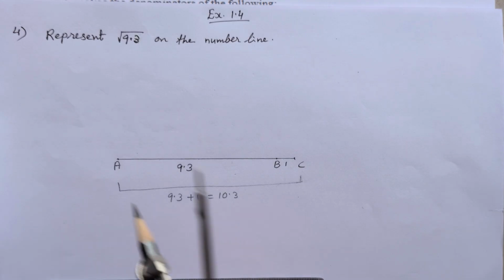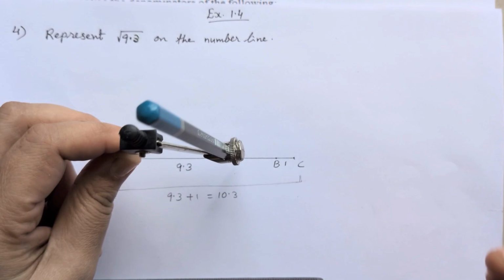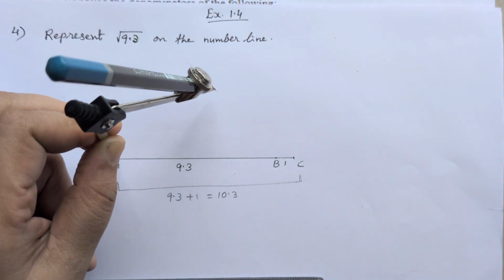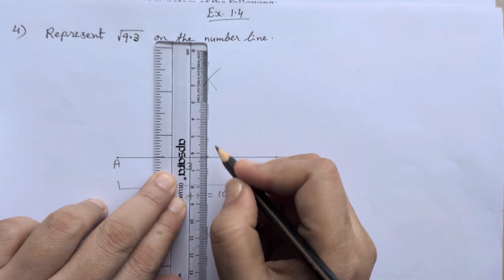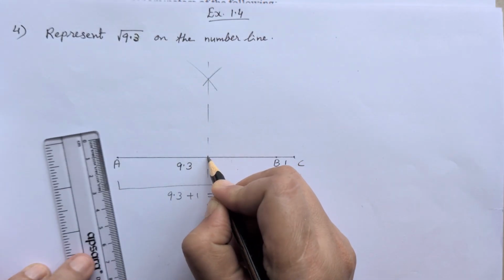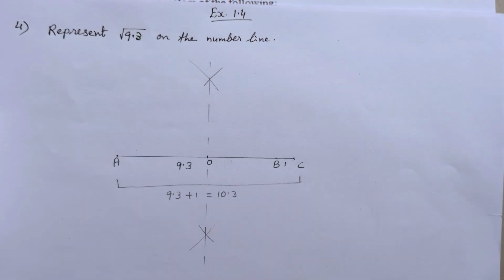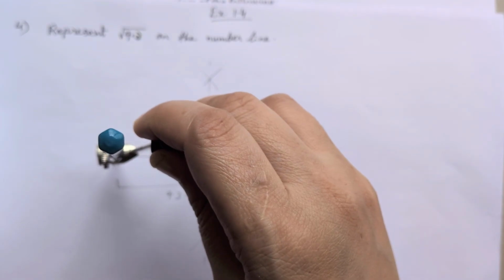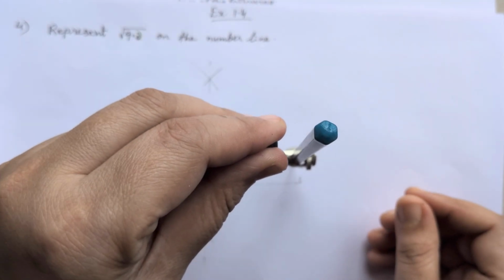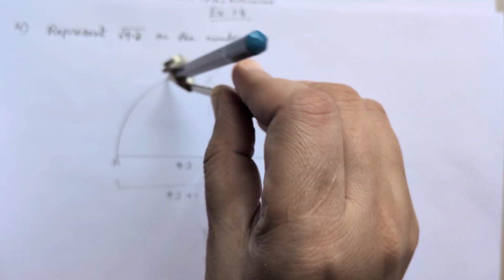Next we are going to find the midpoint of AC. For that, take more than half of the line segment in your compass and draw the arc up and down, and join the intersecting points of the arc. When you are joining, you will get the midpoint of AC that we can mark as O. Then take OA or OC as the radius and O as the center. Draw a semicircle from A to C.